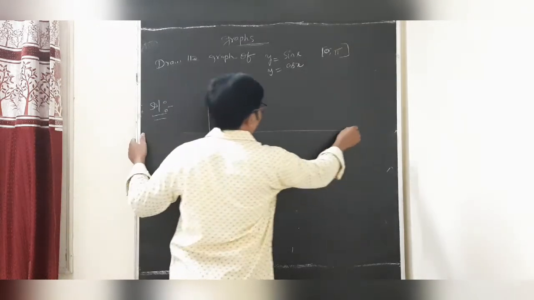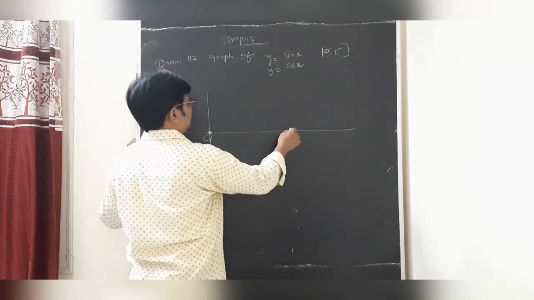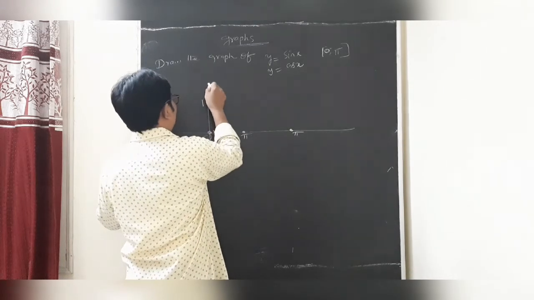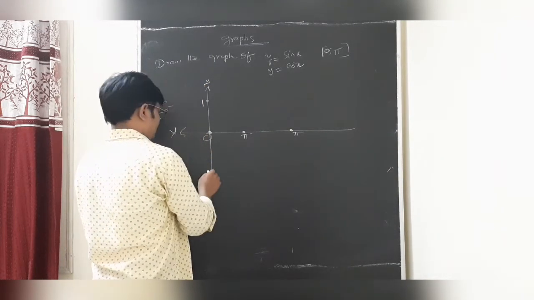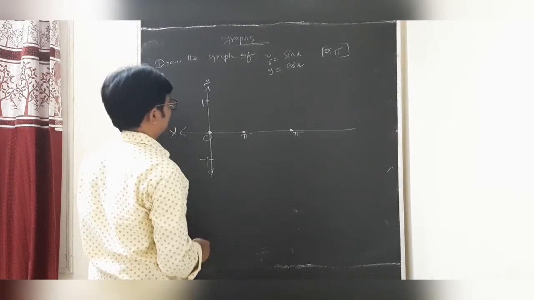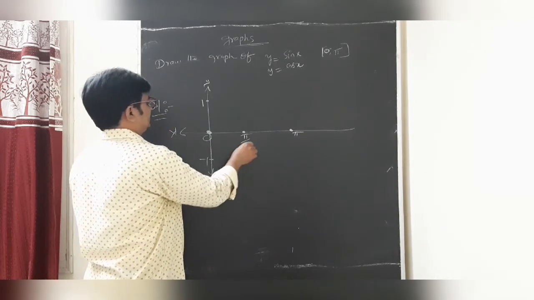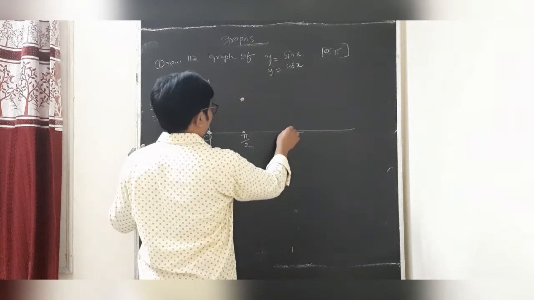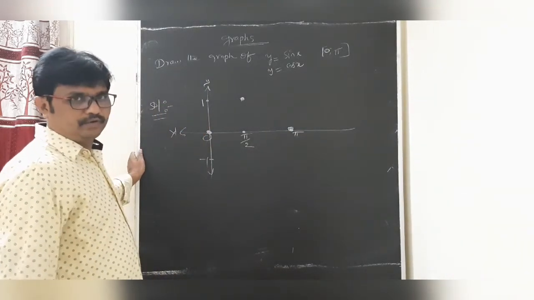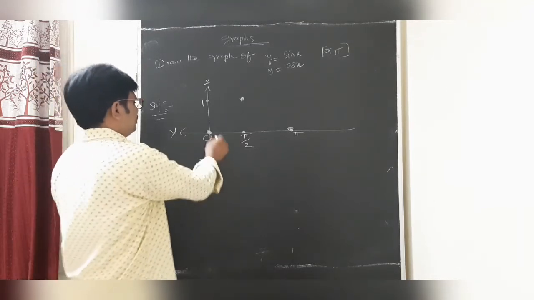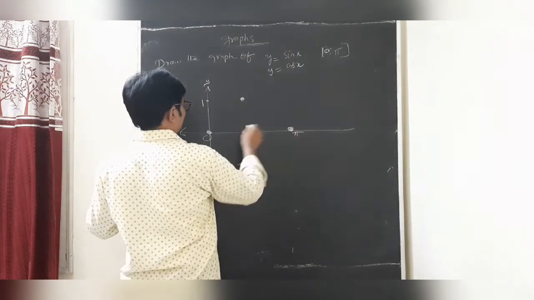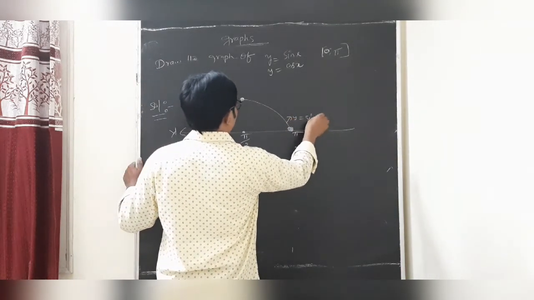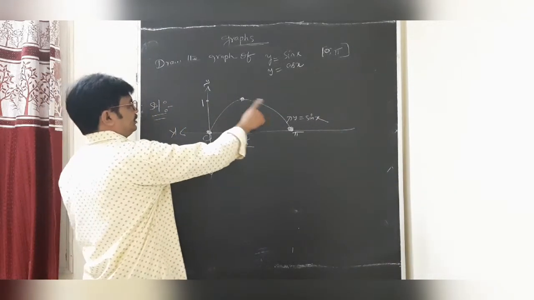What we observe, students: this is 0, this is 90, maximum value 1, minimum value minus 1. So first sin x. Sin 0 is 0. Sin 90 is 1. Sin pi is 0. Is it clear students? Draw the graph of first sin x in between 0 to pi. Sin 0 is 0, sin 90 is 1, sin pi is 0. So students, this is the graph of y equal to sin x.